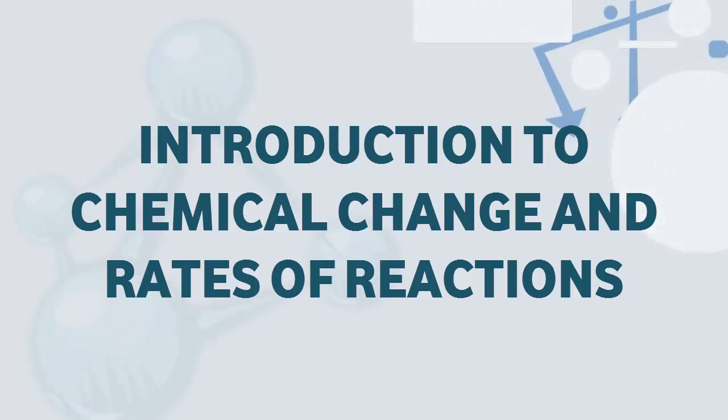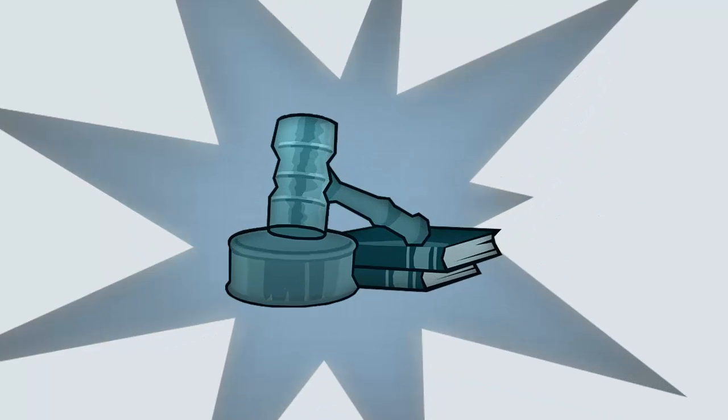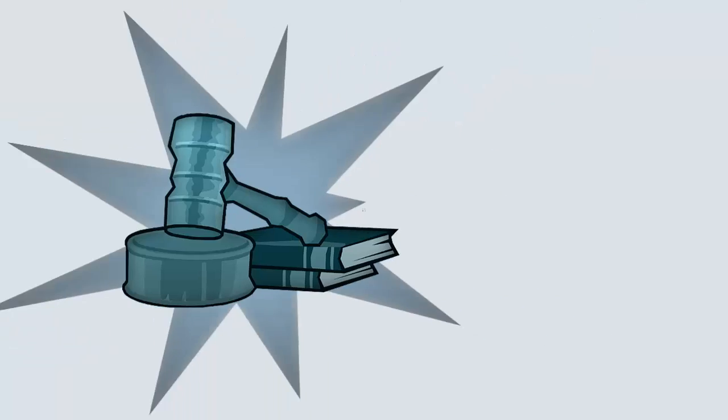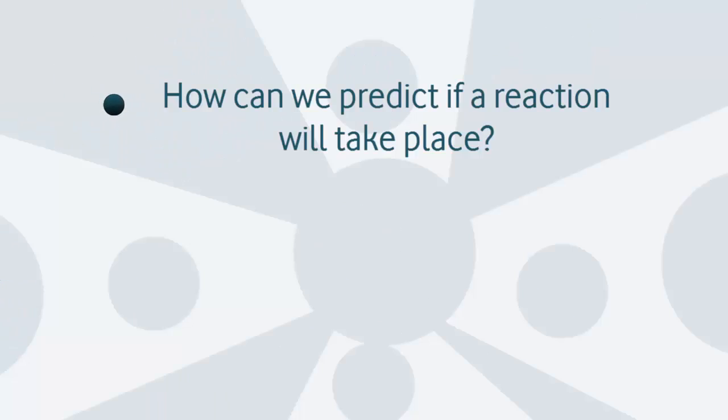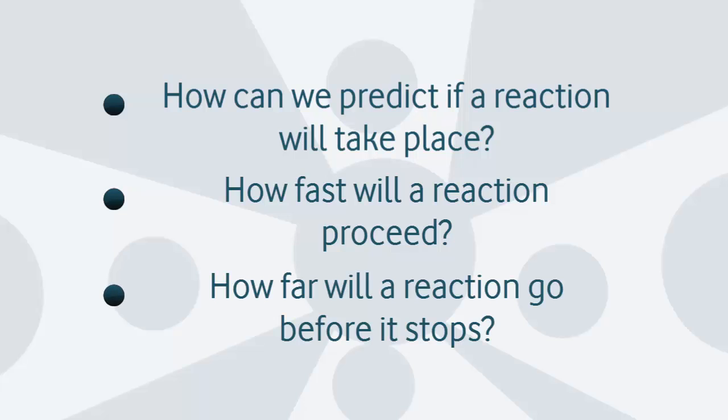Introduction to chemical change and rates of reactions. Chemical change focuses on the relationships and laws that govern chemical reactions. We will answer questions such as, how can we predict if a reaction will take place? How fast will a reaction proceed? And how far will a reaction go before it stops?